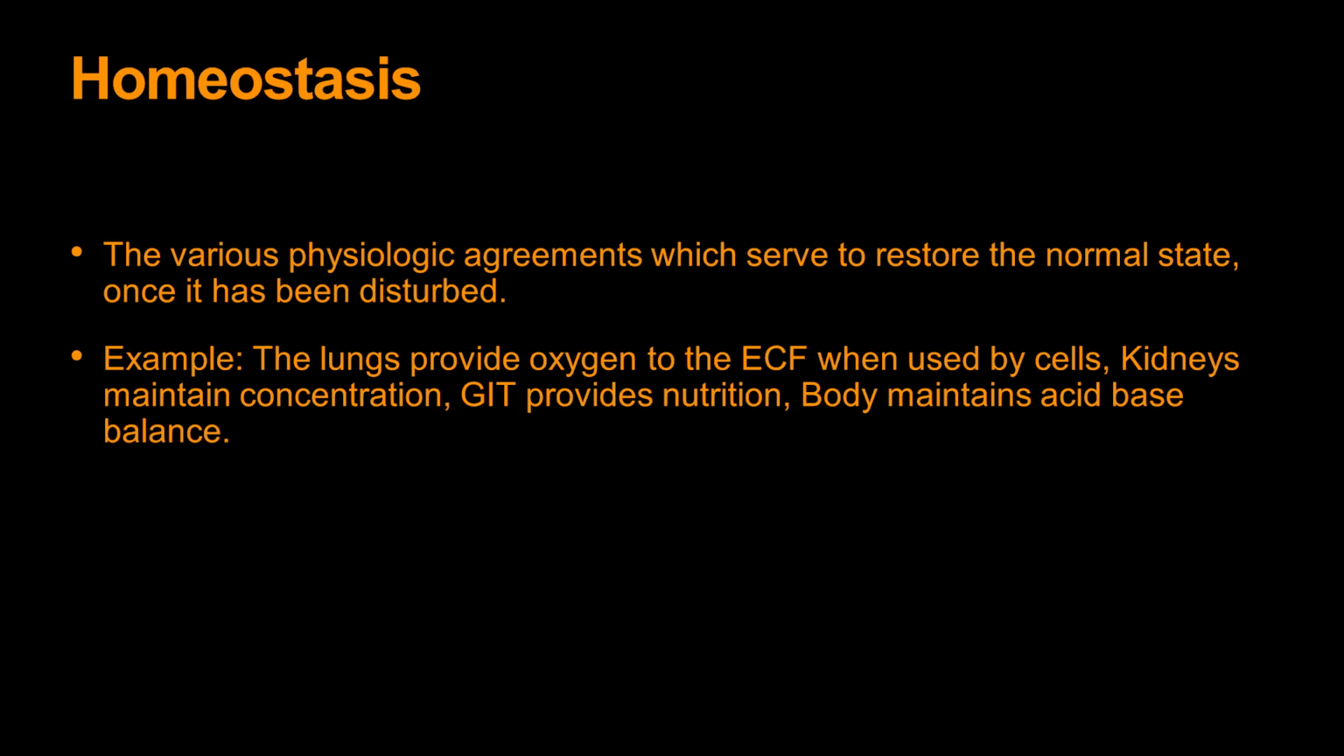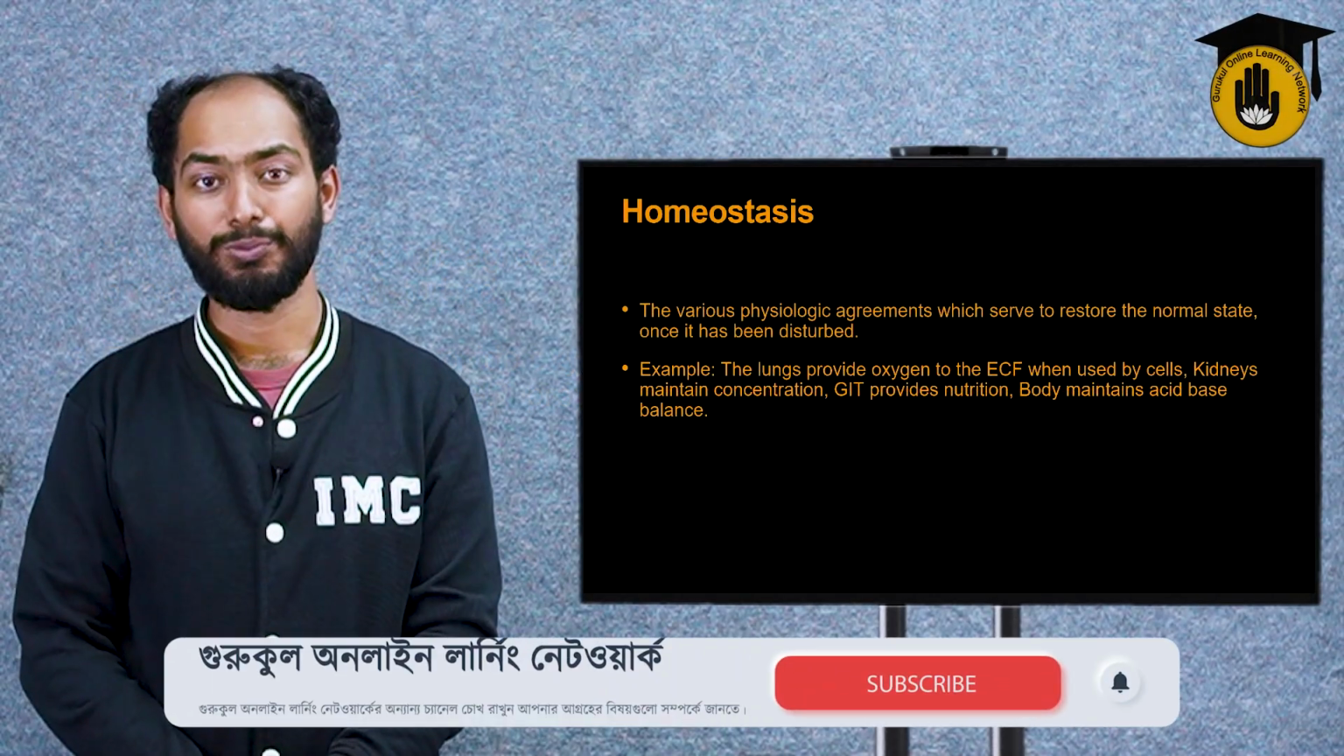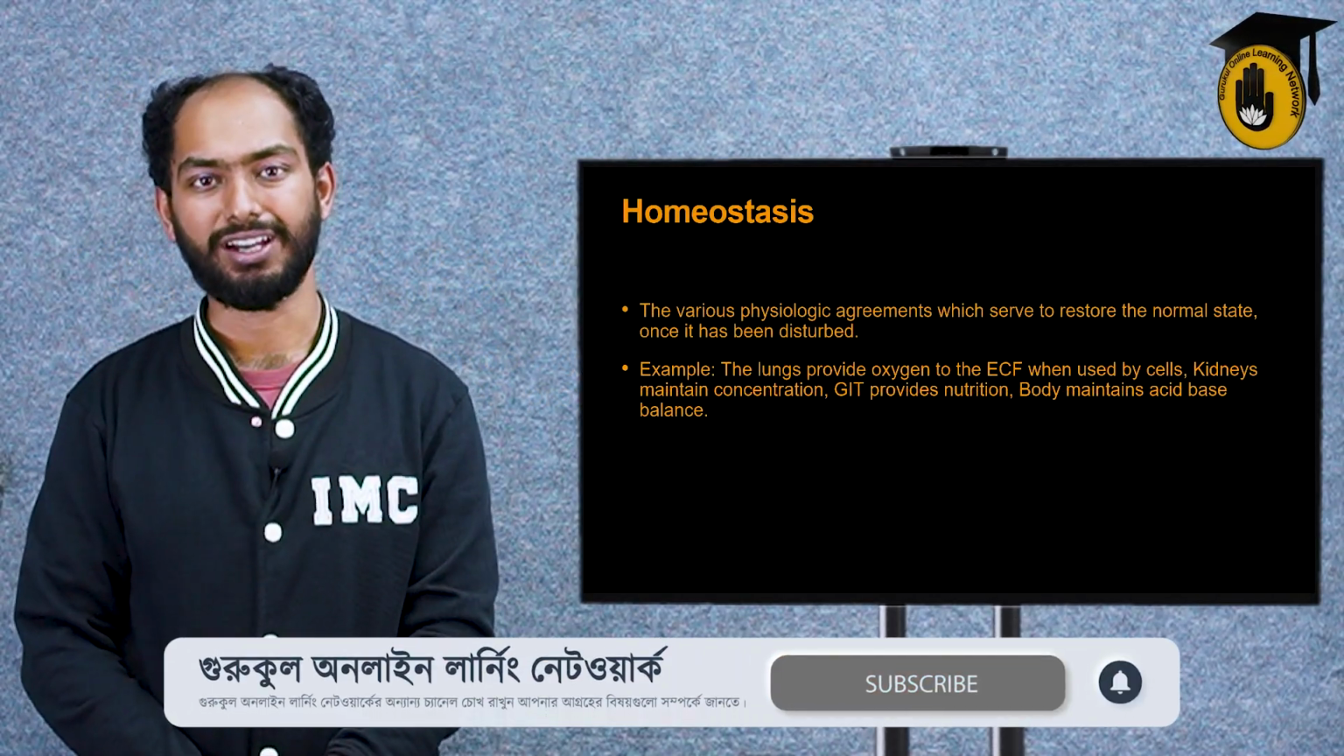So let's say, for example, when our cells take up all the oxygen, our lungs provide a new amount of oxygen to work with. When we eat and our cells absorb all the nutrition, our GIT, or gastrointestinal system, provides the more nutrition that we need to feed our cells.